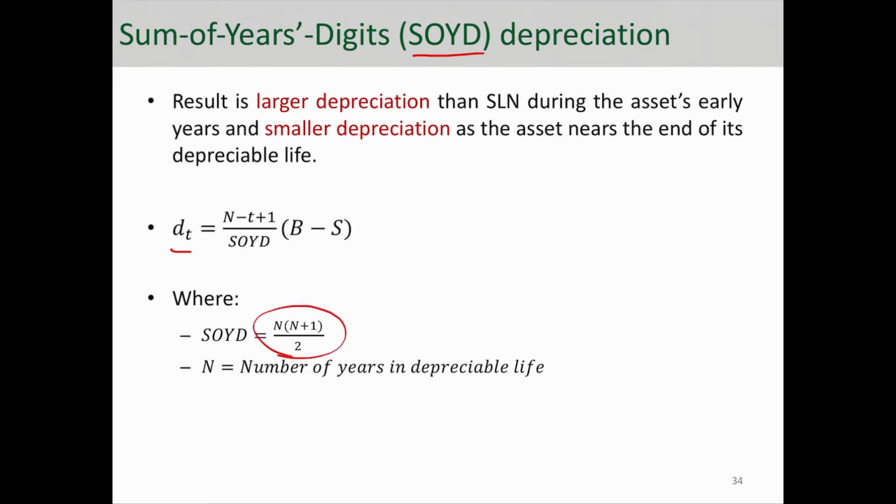That can be calculated this way: N times N plus 1 divided by 2. And N, again, is the depreciable life, the number of years in the depreciable life. Times B minus S, which is cost basis minus salvage value. And this way you can calculate the depreciation at any year.